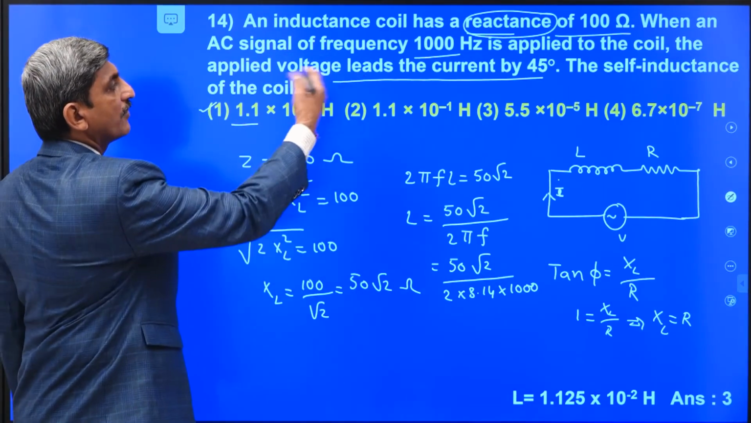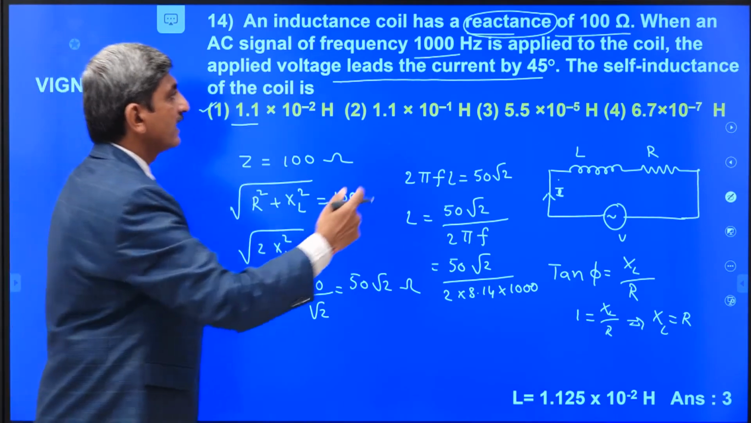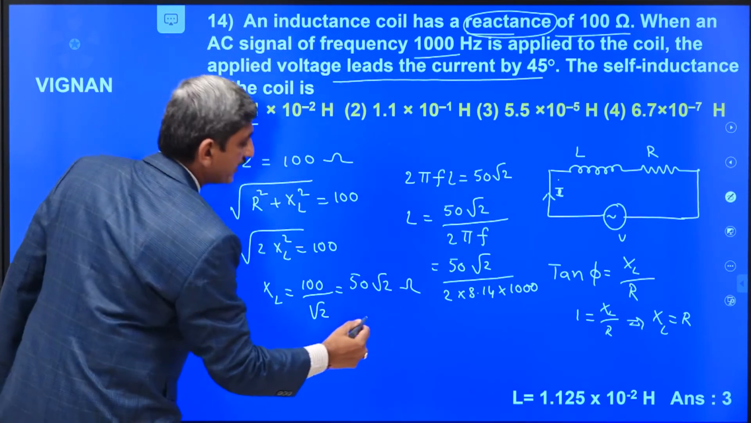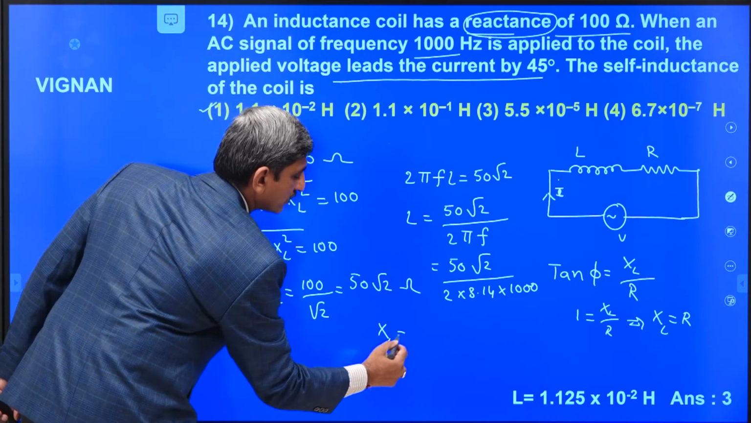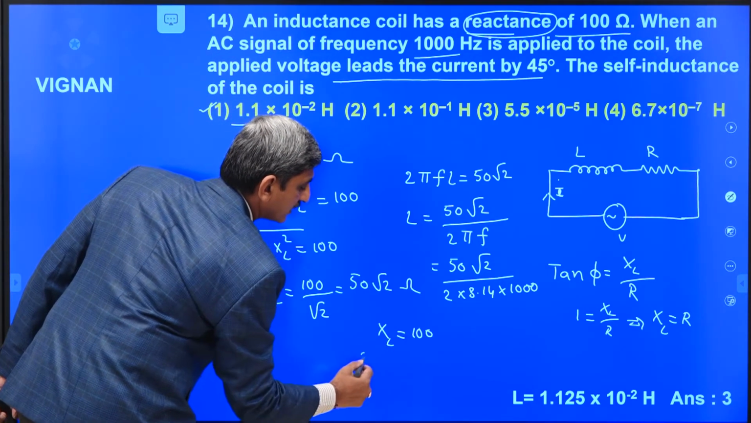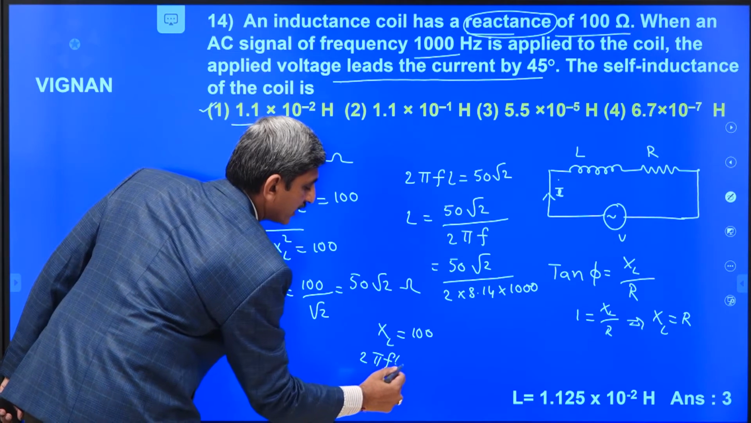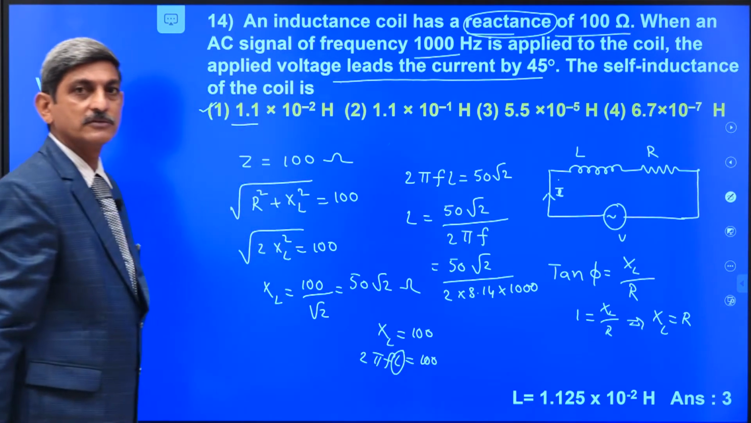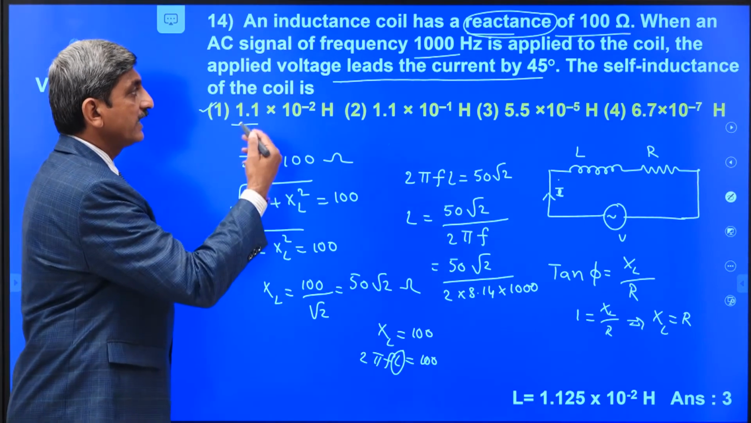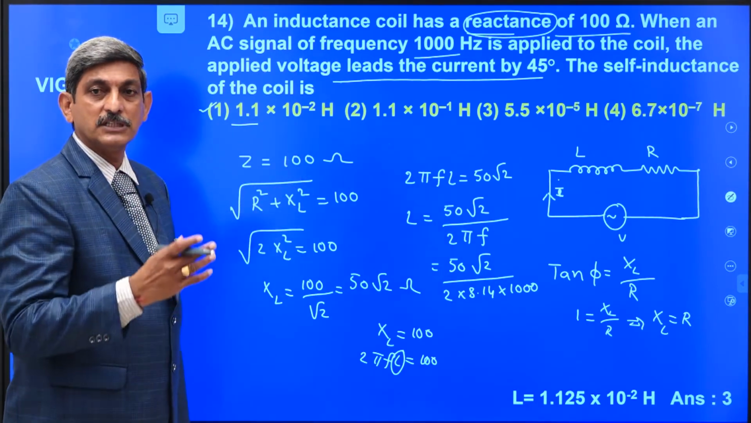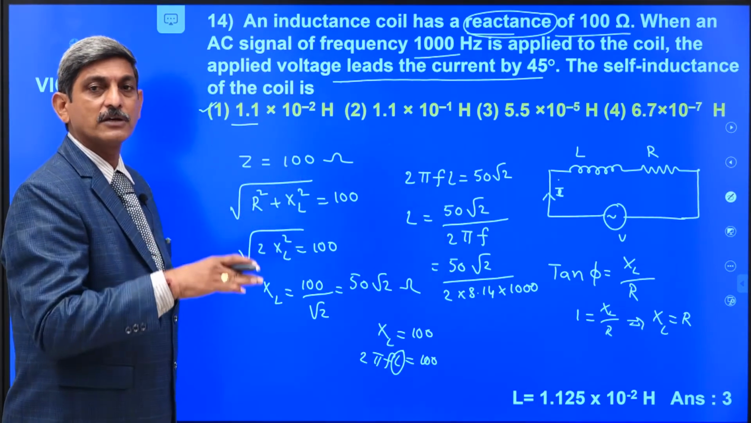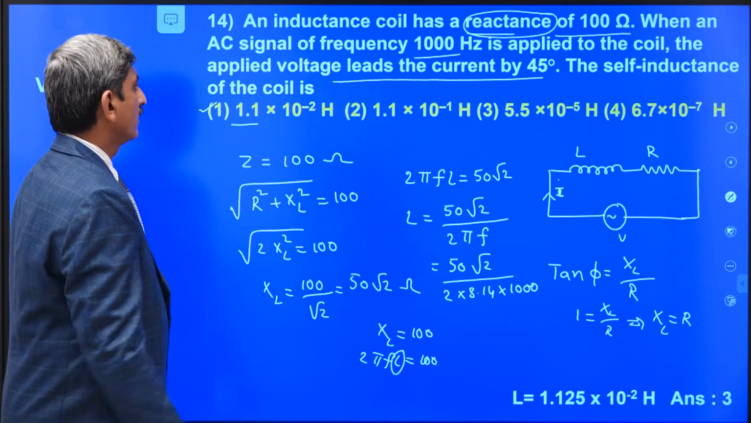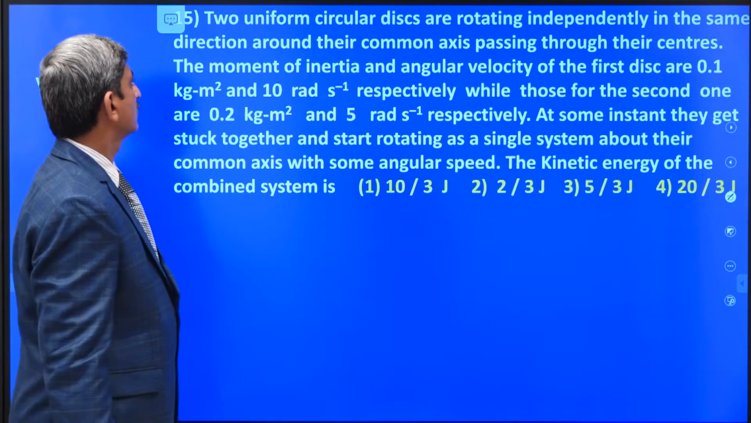If we solve the problem directly by taking this 100 ohms as the reactance, so that XL is equal to 100, it means that 2 pi FL is equal to 100, and we can directly calculate the L value. But here, instead of using the reactance term, they have used the impedance of the coil, then the problem is meaningful. Now come to the next problem.